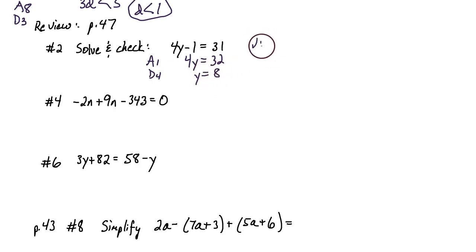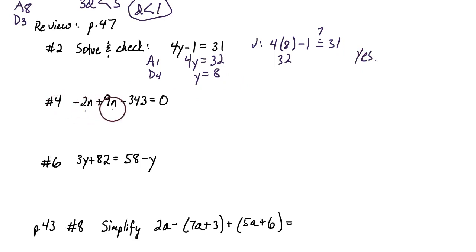Now check if that's correct. Take the original equation, and where the letter y is, fill in 8. Is that equal to 31? Let's find out. 4 times 8 is 32, and 32 minus 1 is 31. This checks.